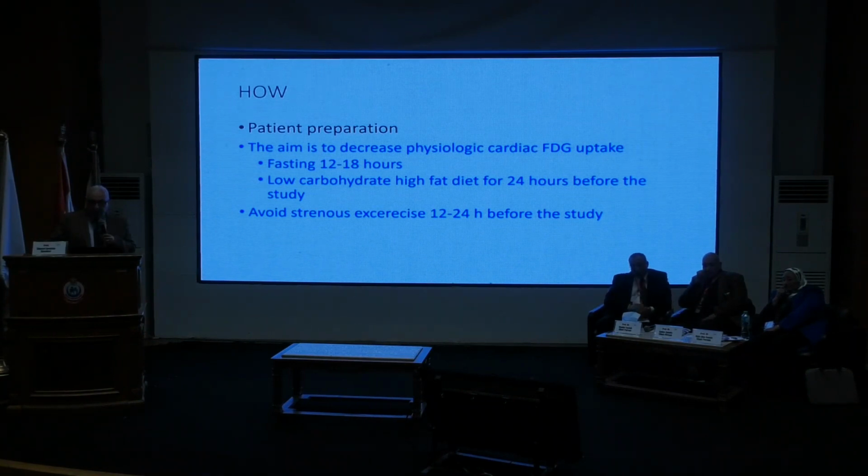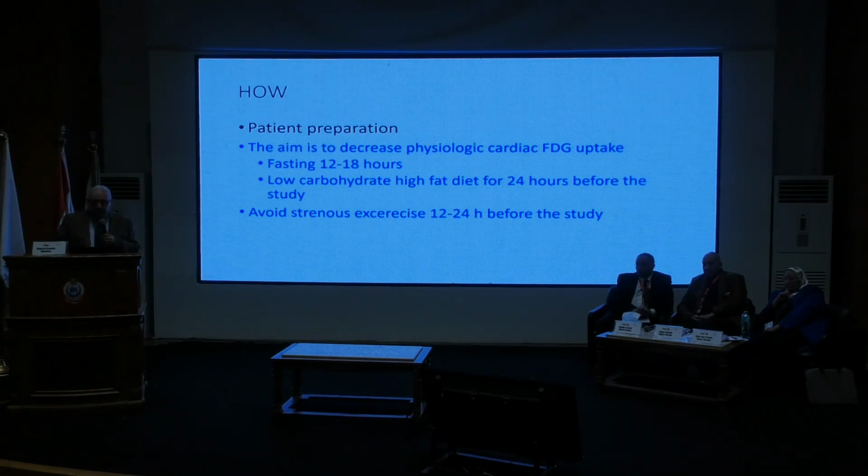How to do the study? Patient preparation: we need some special preparation before doing a study. If we know that the patient is suspected for infective endocarditis, the aim, of course, is to decrease the normal cardiac uptake. We know that the myocardium prefers the free fatty acids over glucose in its metabolism, so we want to decrease the available glucose, so the myocardium will shift to fatty acid metabolism.